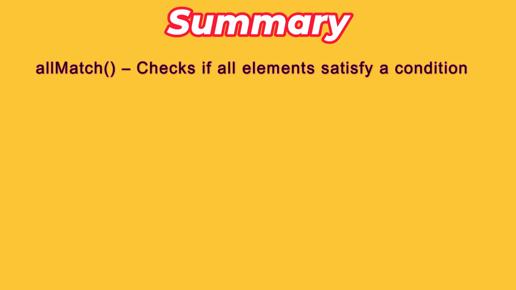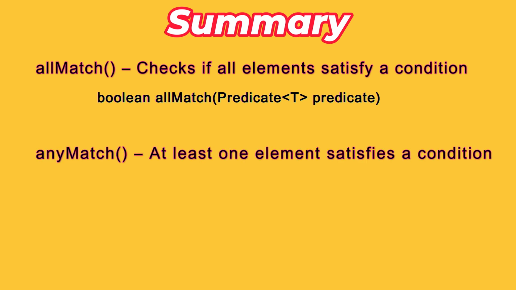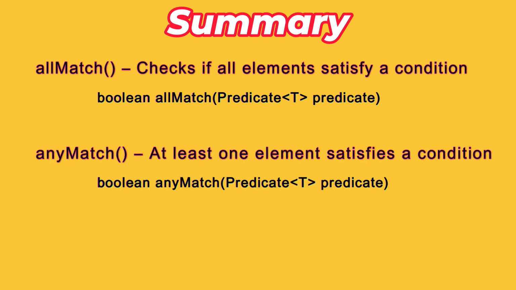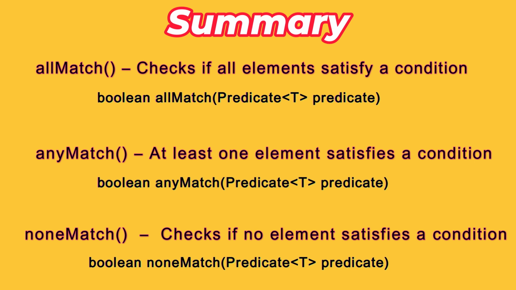Well, the allMatch method checks if all elements satisfy a given condition, the given predicate, and it returns a boolean value, true or false. The anyMatch method checks if at least one element satisfies a condition. Lastly, we saw the noneMatch method, which checks that no element satisfies a given condition. These are useful methods which you need to know and will often use in your projects when you are working on data-centric applications.